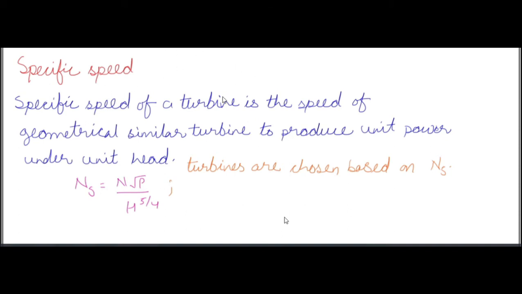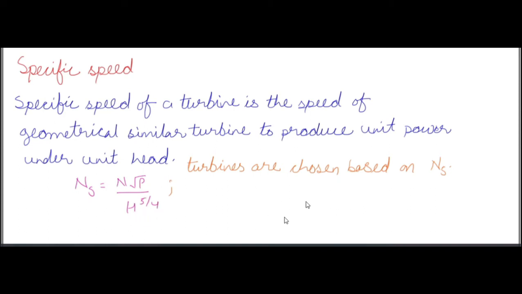So the specific speed of a turbine is the speed of a geometrically similar turbine. Geometrically similar means length, breadth, height the same. All the parameters will be the same as that of the turbine that is being compared. It produces unit power under unit head. So Ns is equal to N root P by H to the power 5 by 4, where N is the speed, P is power, and H is head.